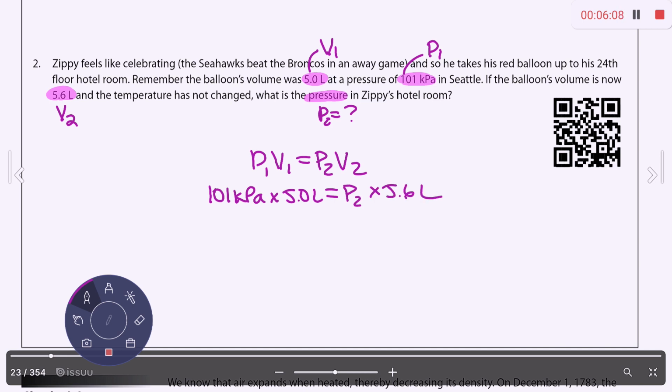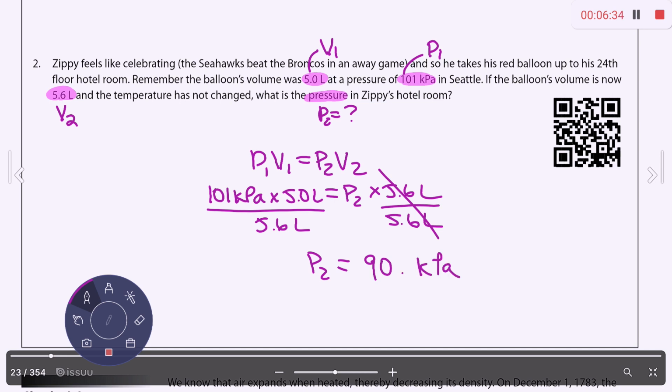Just make sure that your units match when you put everything in here. Your volumes don't have to be in liters. They can be in any other unit as long as they match. Divide both sides by 5.6. So this cancels. You're going to round your answer off to 2 significant figures. I've got 90 kilopascals. Since I want 2 sig figs, you're going to have to put the decimal point on the end to make that trailing zero count. Okay? That's Boyle's law. All right, let's go to the next law. Let's talk about Charles's law.